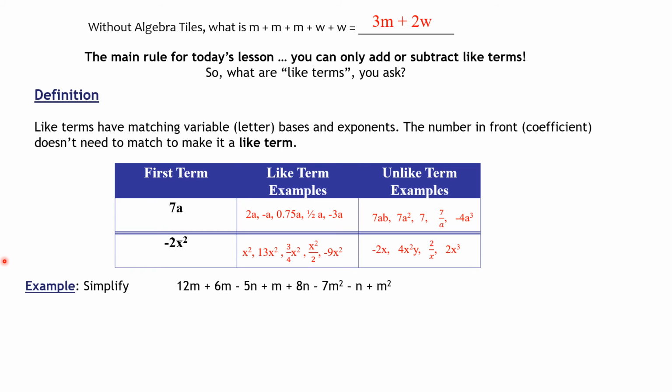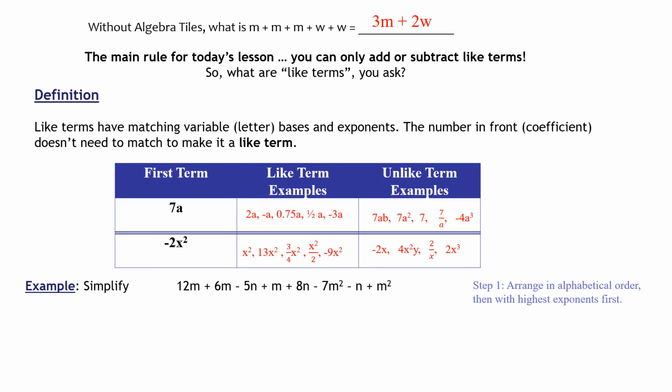So this is our one and only example today. Simplify. We've got a lot of stuff going on in there. We've got some m's, we've got some n's, and we've got some m squareds. Okay, what are we going to do? Step 1, arrange in alphabetical order, then with the highest exponents first. So I'm going to write this in here.